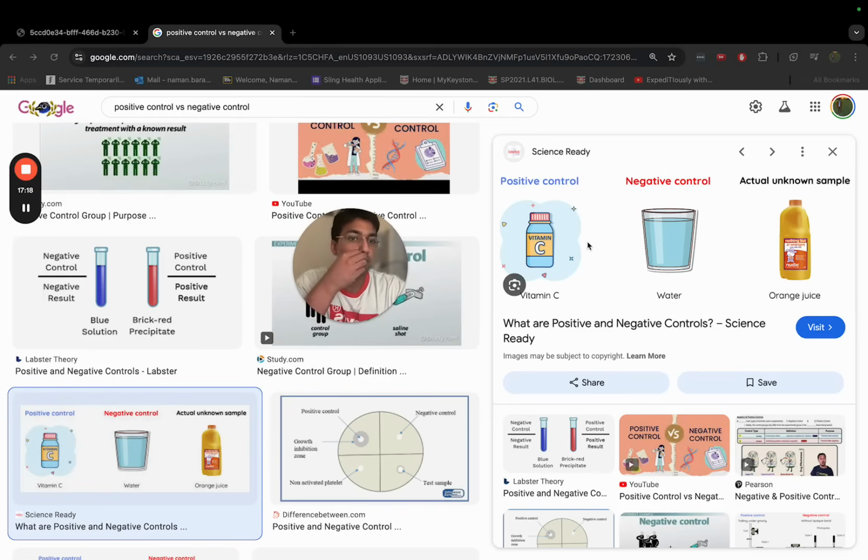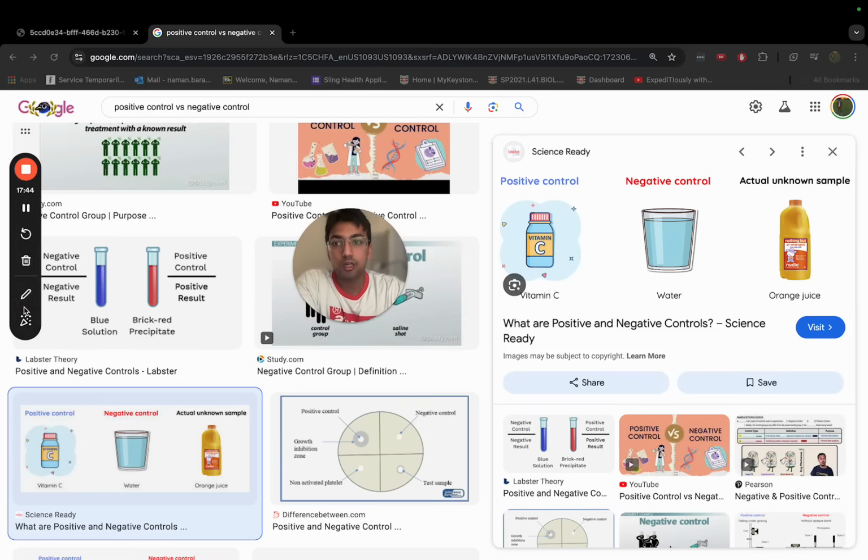Okay, this is a good example of positive versus negative control. So let's say my experiment is I give some people water and some people no orange juice and some people orange juice, and my outcome is I want to measure their vitamin C levels at the end of this, or I want to see which patient population has more scurvy.